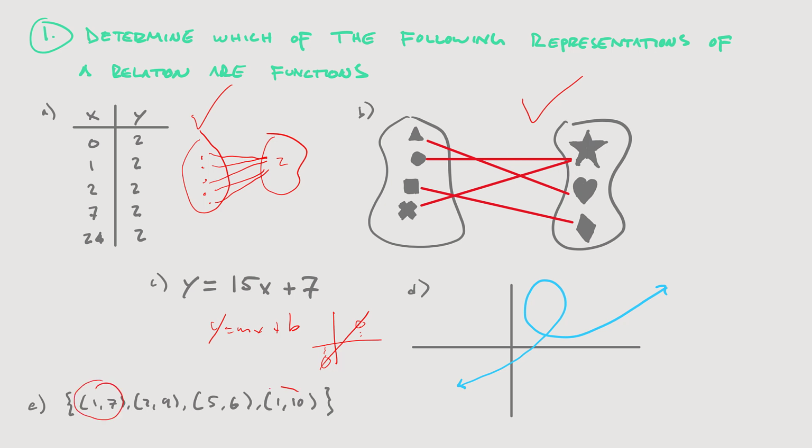1 goes to 7, 1 goes to 10, so E is not a function. I don't know why I skipped D, but we can do D right now. D is also not a function. It does not pass the vertical line test. Here's one x value that ends up having 1, 2, 3 different outputs, right? So that is certainly not a function.